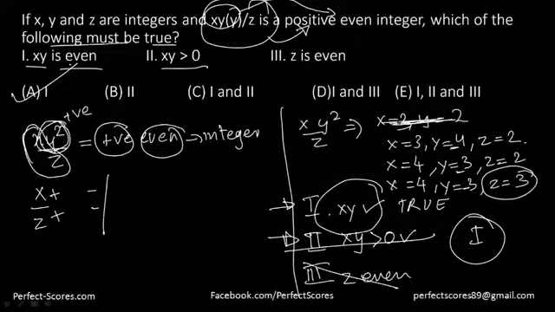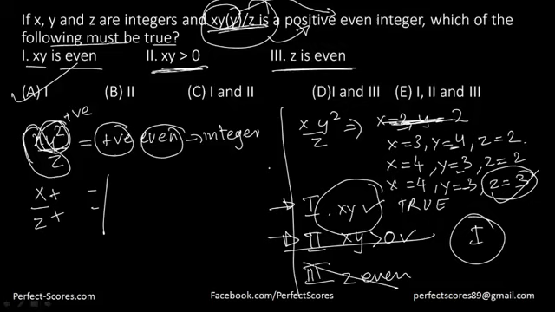Right? So I suppose you're understanding what I'm doing here. He says that if x, y and z are integers and x into y square by z is a positive even integer, which of the following must be true? That x into y will always be even no matter what. It's not always true that x into y would be greater than 0. It's not always true that z is an even number. We cannot disprove the first. Right? So I suppose you're understanding this point here, guys.